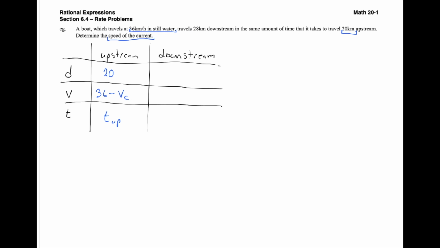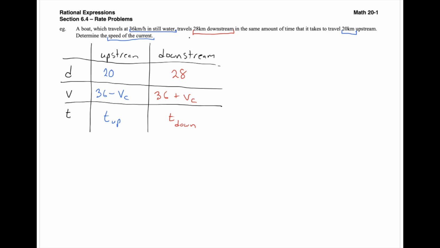Now going downstream, we have a slightly different set of variables. We're going 28 kilometers downstream, so we have 28 for that. Now in this case, I still have that still water speed of 36, but when I'm going downstream, the current is going to be helping me. So I'm going to have a plus sign over there. And then of course I have the T for the downstream time. And so these are going to be the 6 variables that I have. And now I can look at solving them.